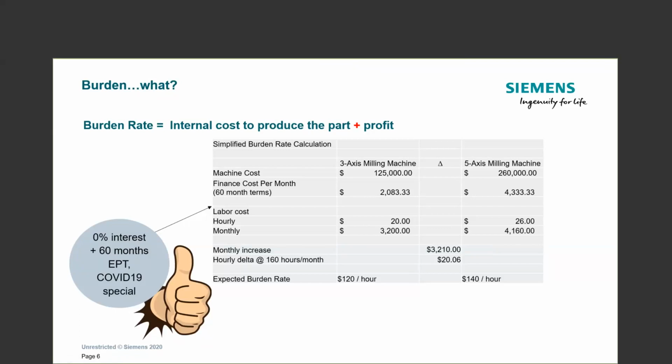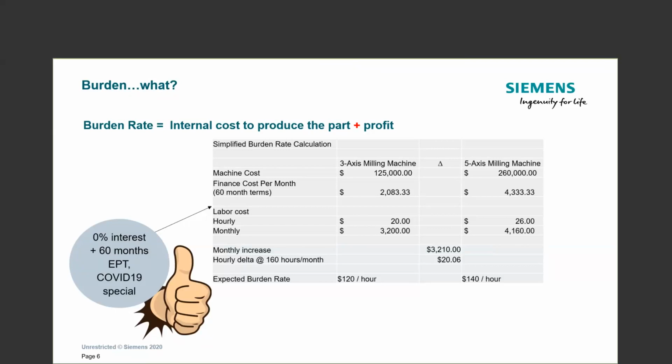Since we're keeping as many factors constant as possible, the two variables we have to work with are the machine cost and the labor cost. The estimated machine price that we're going with for a 3-axis milling machine is $125,000. The starting price for the 5-axis milling machine will be $260,000. So let's say that we were to finance these machines over 60 months with no interest. We would end up with a monthly payment of $2,083.33 for the 3-axis milling machine, compared to $4,333.33 for the 5-axis milling machine. So automatically, just due to the base cost of the machine, we're going to have a significant difference that we have to make up somehow over the course of this 1 month.